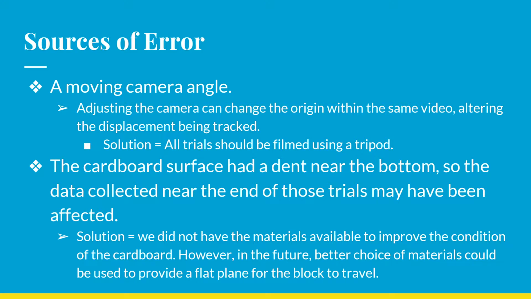So these are sources of error, and one is that the camera angle could have been moved for every trial, and the solution is listed below. And another source of error is that the cardboard surface had a dent near the bottom, so the data collected near the end of those trials may have been affected. The solution for that is also below.